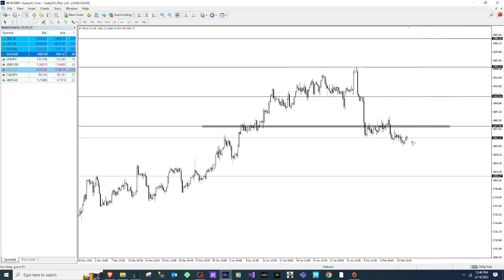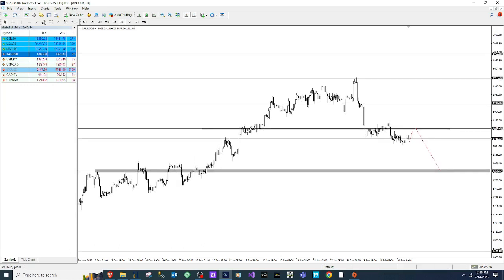I think we might see a little pullback to the upside before the news, and then we're going to continue going down. So our first TP for gold should be somewhere here. This is our first TP for gold. We're going to be going somewhere here. That's basically what I'm seeing when it comes to gold, guys.